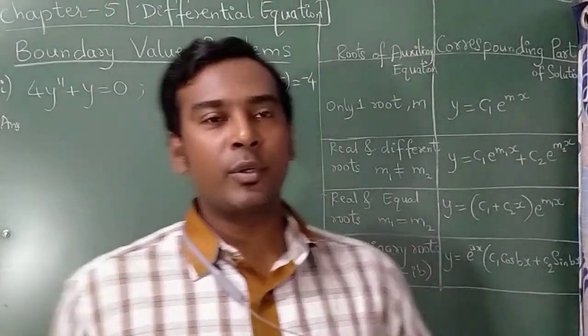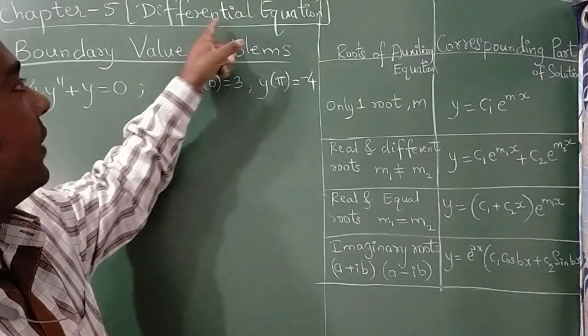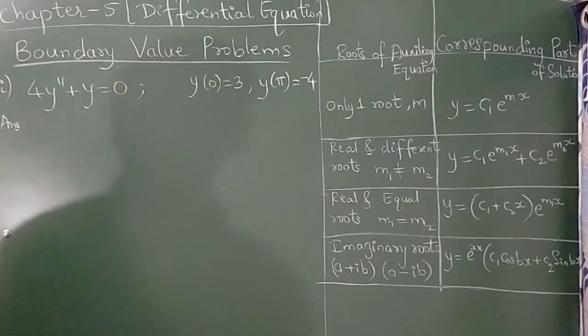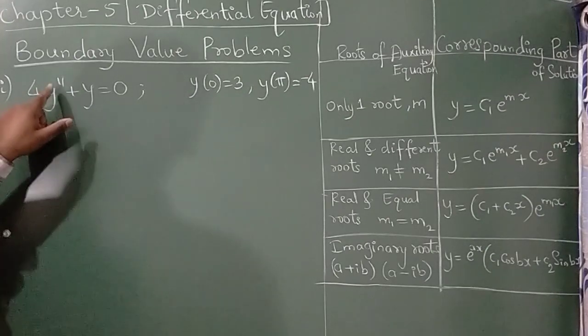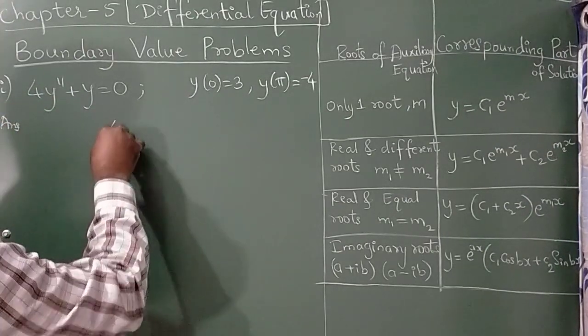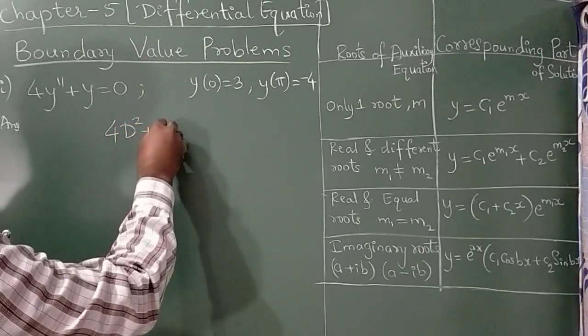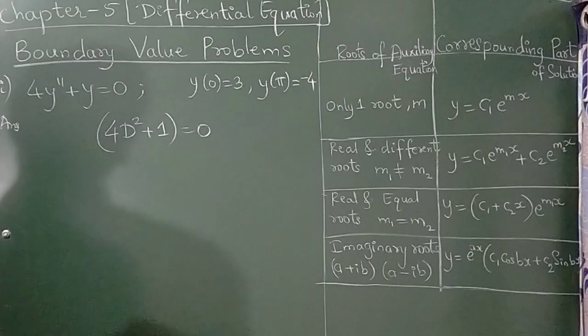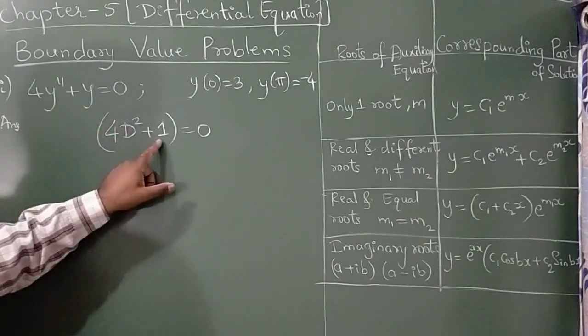So today I am going to teach chapter number 5, differential equation, in that boundary value problems. So the first sum is 4y double dash plus y is equal to 0. So I will write this as 4D squared plus 1 is equal to 0. The coefficient of this is 1.